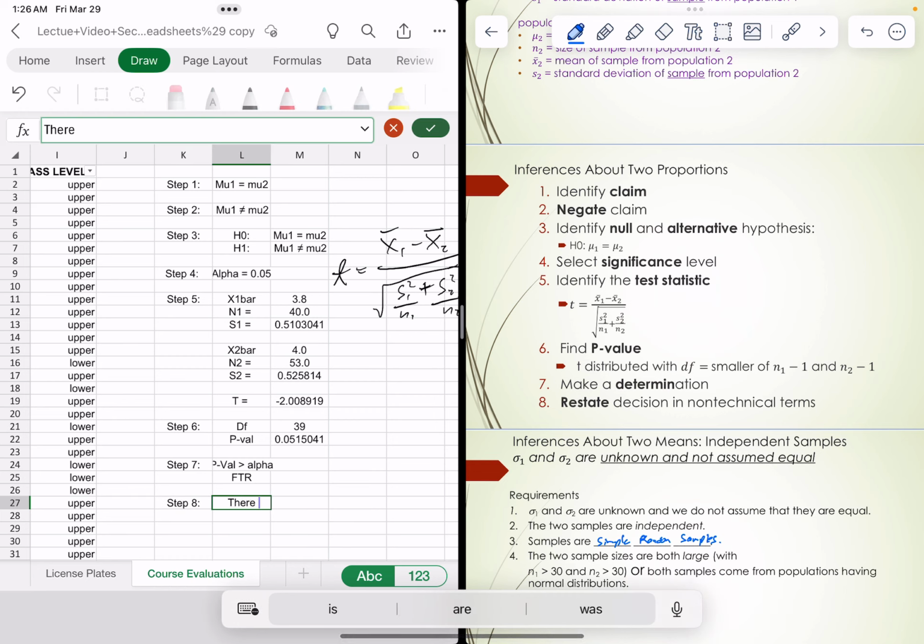So, there is not sufficient evidence to conclude that the mean course evals for male teachers is different from that of female teachers.